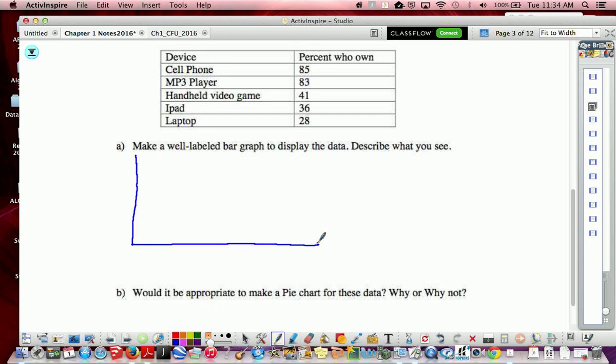So it does say well labeled, okay? So down here I'm going to write device. Notice I'm even leaving space here because I'm going to label each device by a bar. And then my y-axis is representing the percent who own. So what I'm now going to do is make a bar for each of them. I'm going to look at my percentages and say, all right, well, I almost get to 100%, so I might count by 20s here. 20, 40, 60, 80, 100. I want to label my axis here.